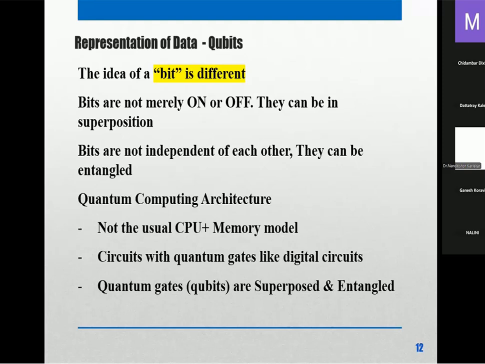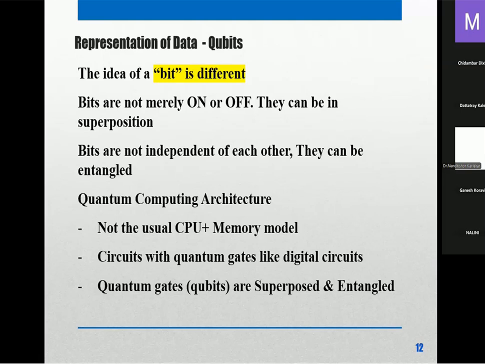It is not based on the von Neumann architecture. The von Neumann architecture was working on binary data, like the CPU we use in our computer. But the CPU plus memory model doesn't apply in quantum computers. Quantum computers are designed like digital circuits with gates instead of bits. It works on gates, not on bits. So we have to have new gates innovated for quantum computers. We are going to see that in detail in our next session.